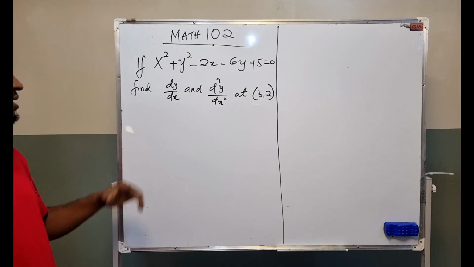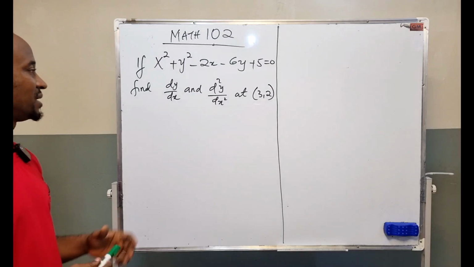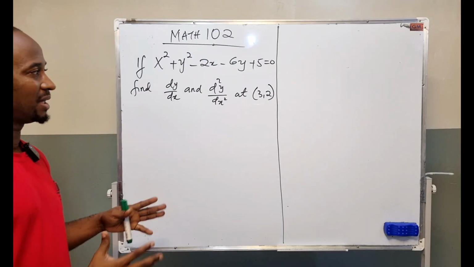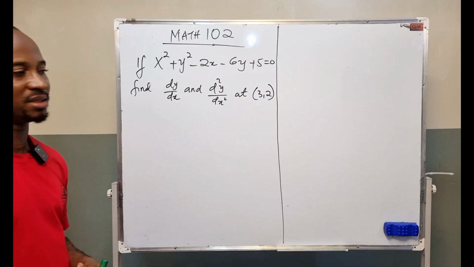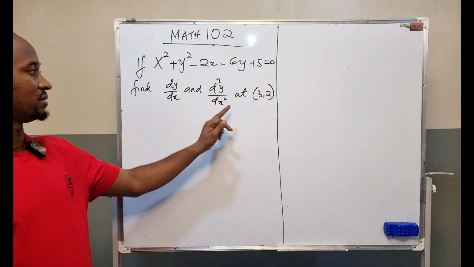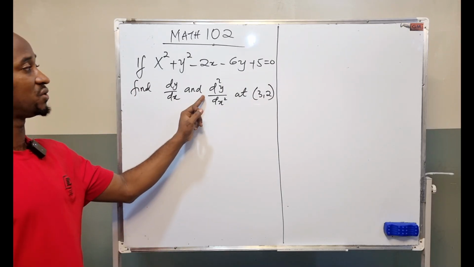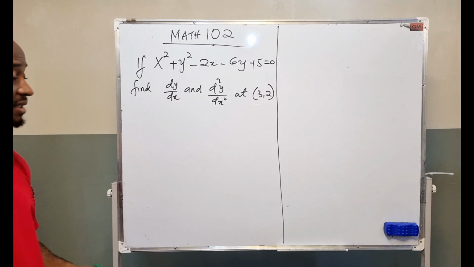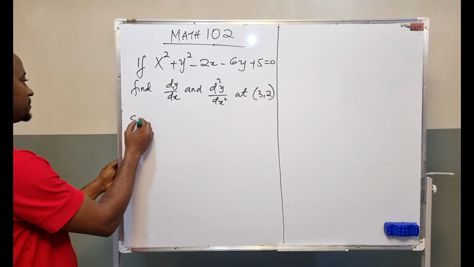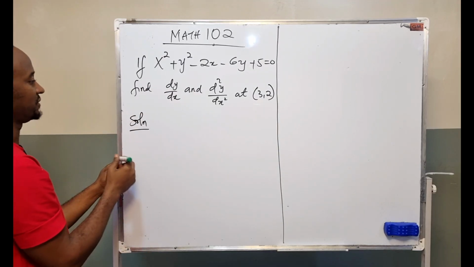So here we also differentiate, and there's a rule for differentiating an implicit function. The rule says that whenever we differentiate y, we have to multiply by dy/dx. So the first thing we are asked to find is the dy/dx, and also find the second derivative, which is the d2y over dx squared at that same point, (3, 2). So solution, let's solve the first. We want to find the dy/dx for the first.